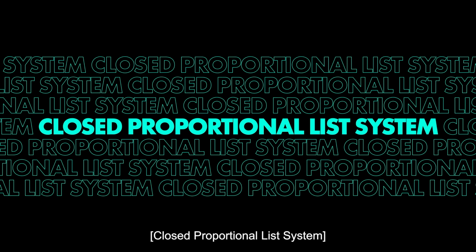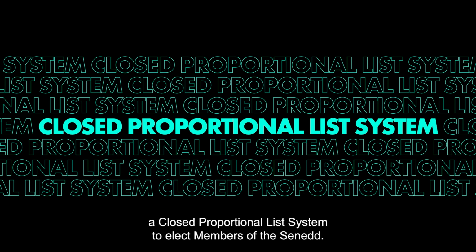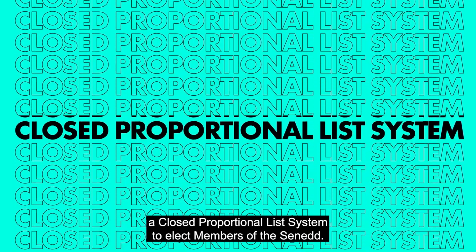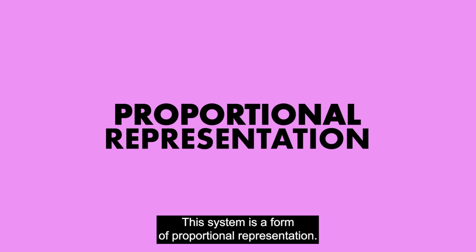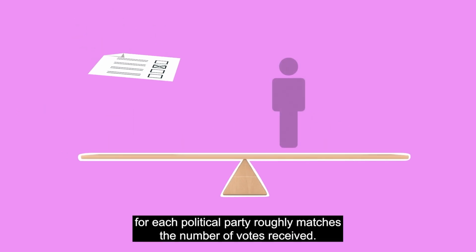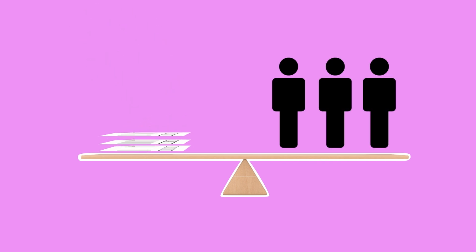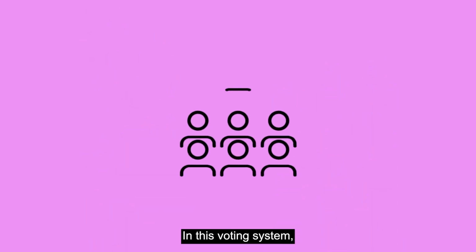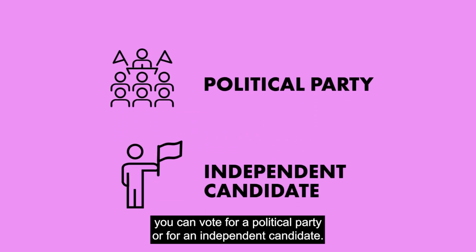Closed proportional list system. In Senedd elections, we use a voting system called a closed proportional list system to elect members of the Senedd. This system is a form of proportional representation. Proportional representation means the number of candidates elected for each political party roughly matches the number of votes received. In this voting system, you can vote for a political party or for an independent candidate.